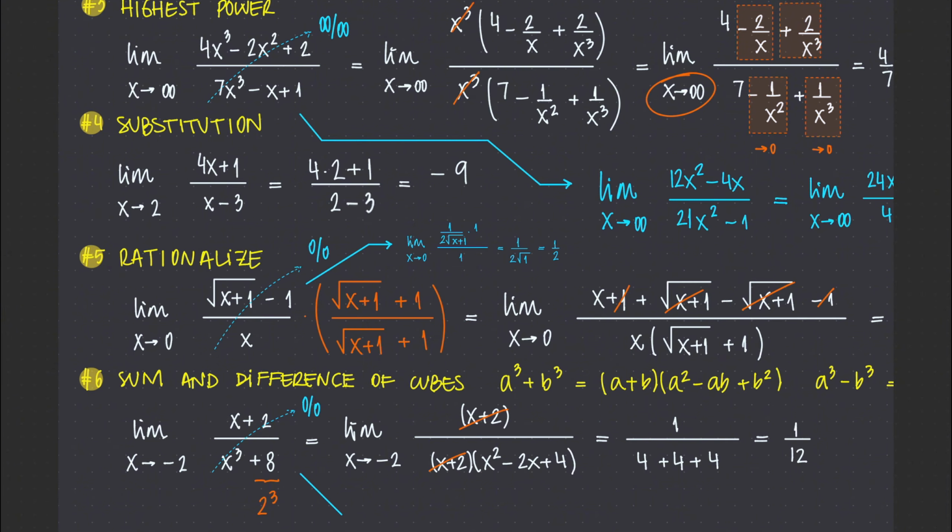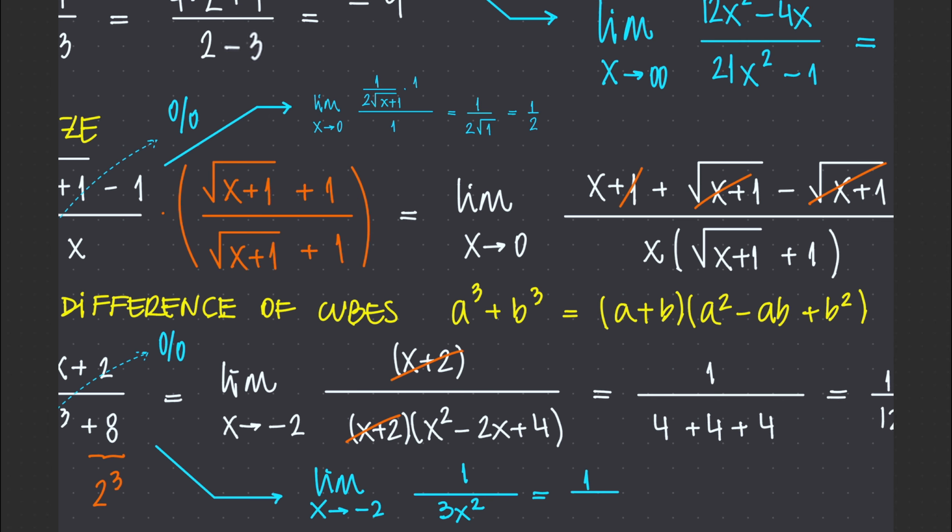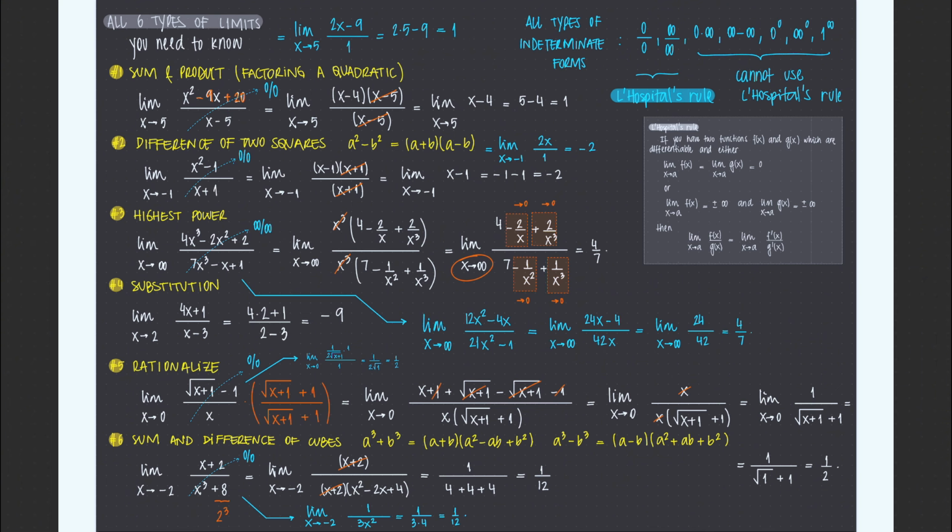But again, applying L'Hopital's rule, we have the limit as x approaches negative 2 of 1 over 3x squared, which is equal to 1 over, and right now we can replace x by negative 2, so 1 over 3 times negative 2 squared, which is 4, so 1 over 12. And we do get, of course, the same answer as before, and there you go. These are the 6 types of limits you need to know how to solve as an IB Math AA HL student.